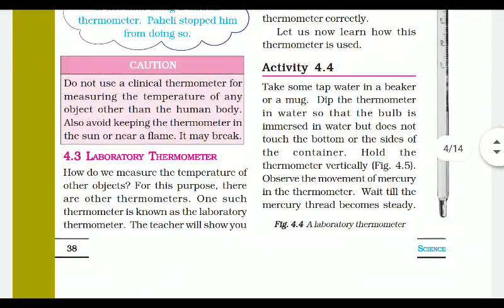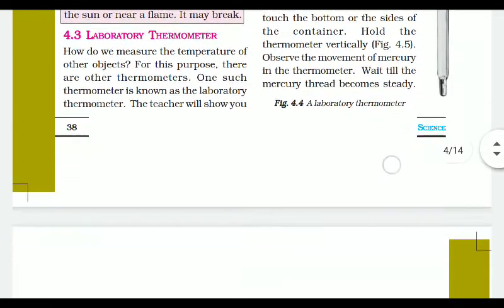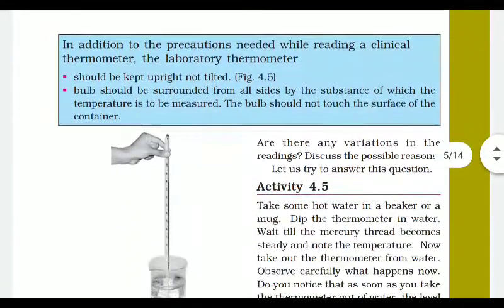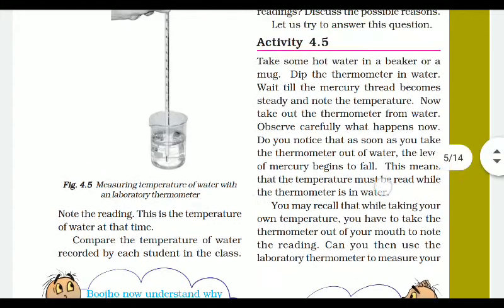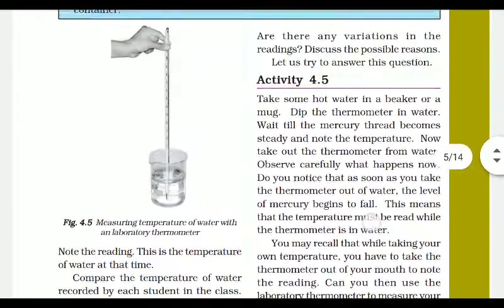In activity 4.4, I ask you to dip this thermometer in the water, with the bulb immersed in the water but not touching the bottom or the sides of the container. Hold this thermometer vertically, observe the movement of the mercury, and then note down the reading. That's how you can conclude the temperature of the water. Now compare the temperature of water recorded by the students in the class and see what variation you have. Is there any variation? Discuss possible reasons for these variations.